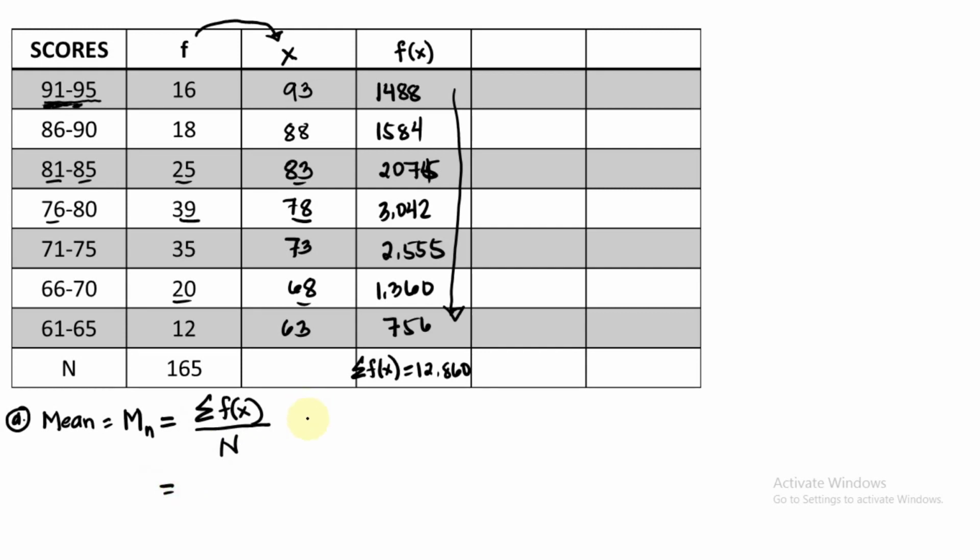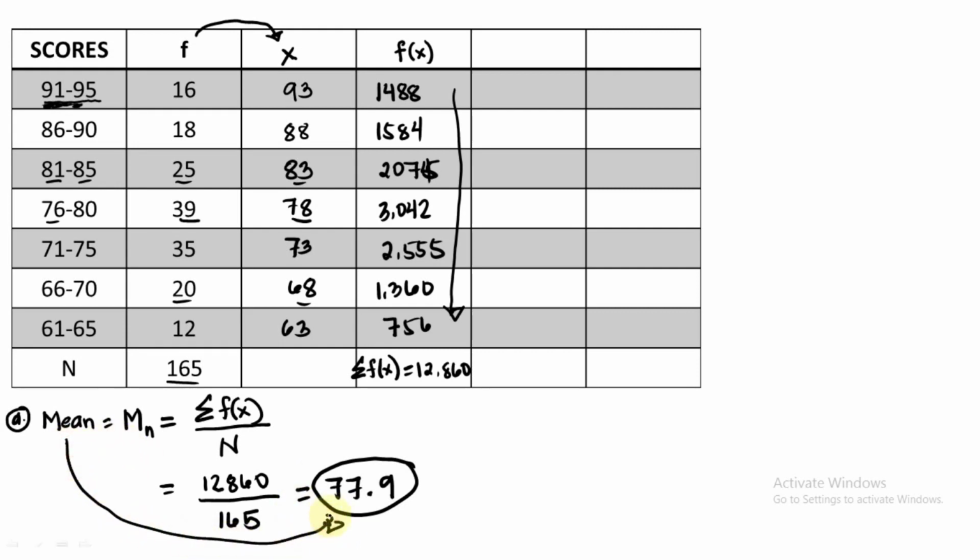Let's substitute. What is the result of the total sum of f times x? The total sum is 12,860 over n, the total frequency, 165. So we divide, and our mean is 77.97. So that is the value of the mean.